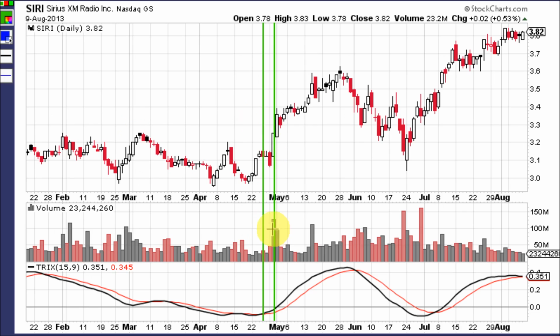That's exactly what you want to see. This is the biggest volume on the chart so far as it breaks out into blue sky territory. So that's very bullish. Okay, let's go ahead and take a look at this crossover right here.